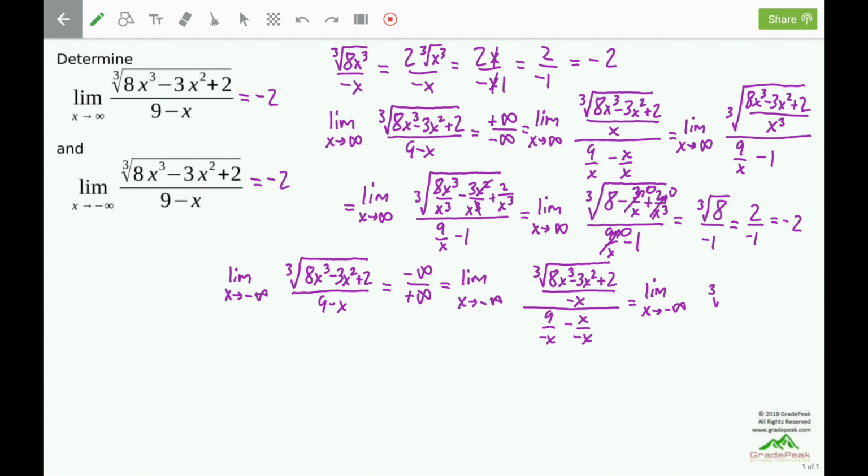In the numerator, the cubed root can extend over the negative x, by writing it as negative x cubed, because the cubed root of negative x cubed will be negative x. In the denominator, the first term is positive over negative. That's negative. There are no x's that will cancel, so it will remain as a 9 over x. In the second term, negative over negative will cancel to become positive, and x over x will cancel to be a 1.